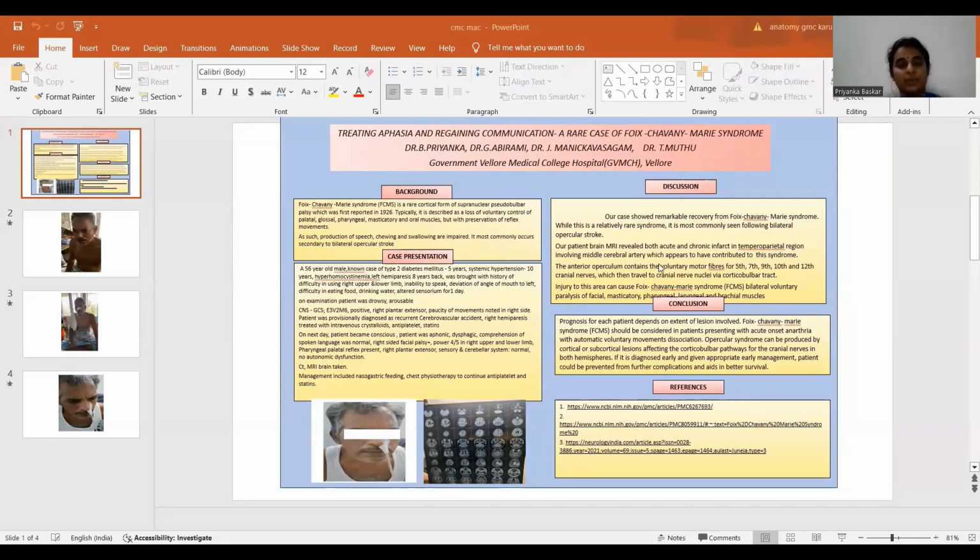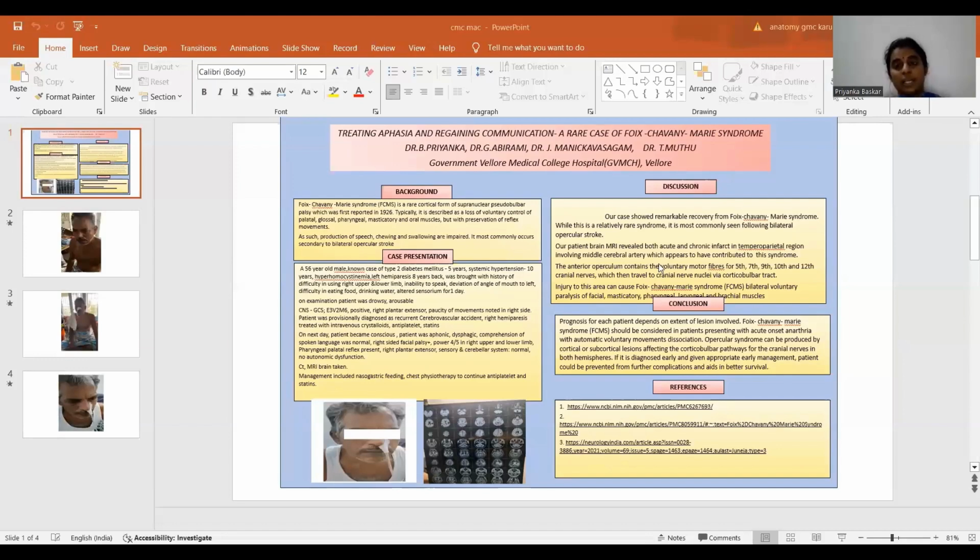On the next day, patient became conscious. Patient was found to be dysphagic, aphonic. Comprehension was normal. He had right-sided facial palsy with power of 4/5. Pharyngeal and palatal reflexes were present. Right plantar was extensor. Other systems like sensory, cerebellar, and autonomic were normal. CT brain and MRI brain images were taken. Management included nasogastric feeding, chest physiotherapy, and continuing oral medications. Our case showed remarkable recovery.